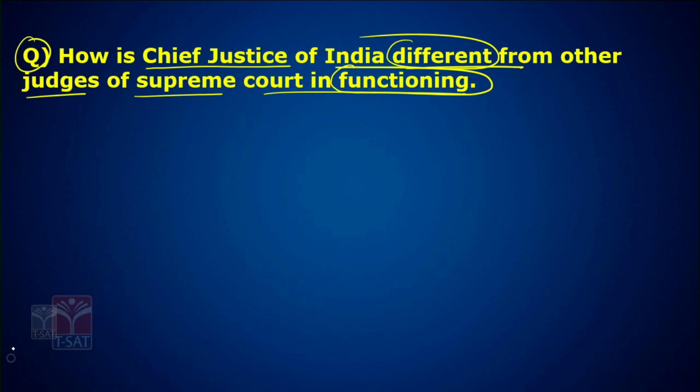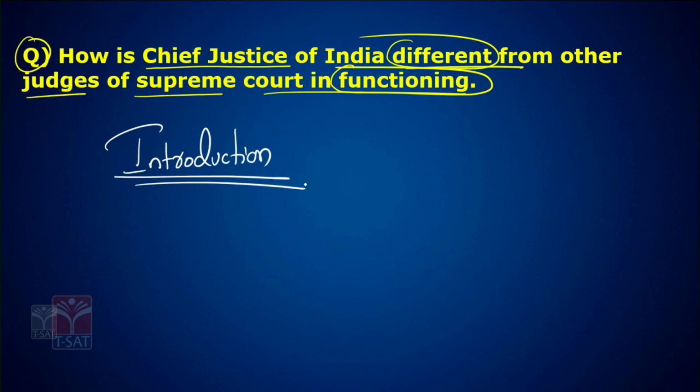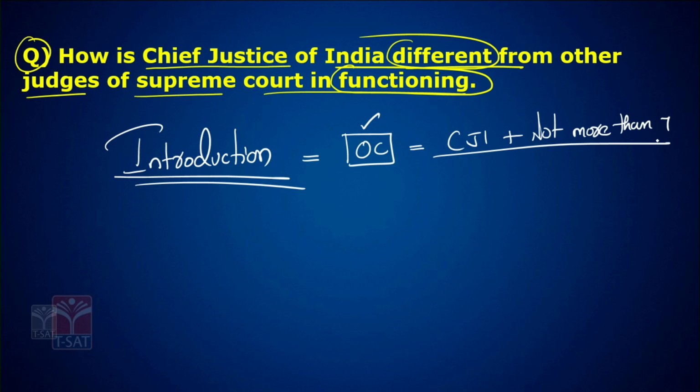Now, if you look at this, how the Chief Justice of India is different from judges of the Supreme Court in functioning, you need to start with something called an introduction. What do you need to write for the introduction? The original Constitution said there shall be a Chief Justice of India and not more than 7 judges of the Supreme Court. The number of Supreme Court judges can be increased by Parliament.